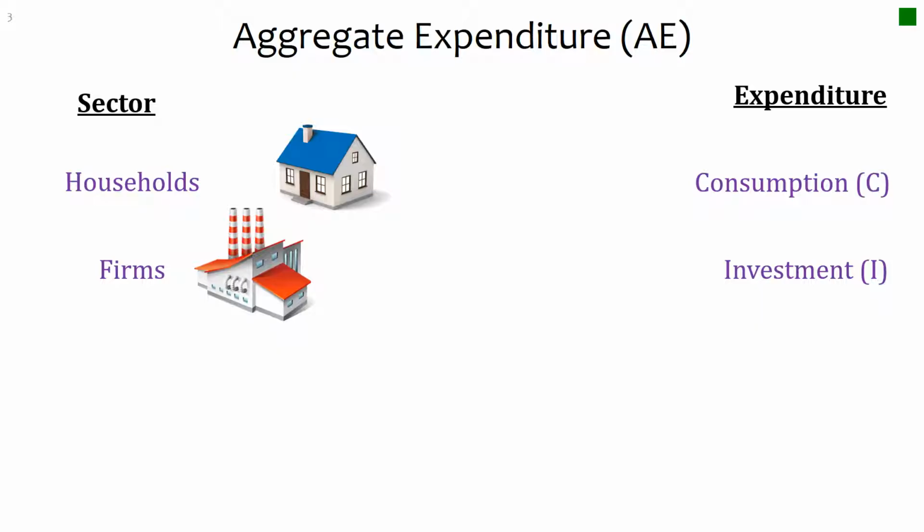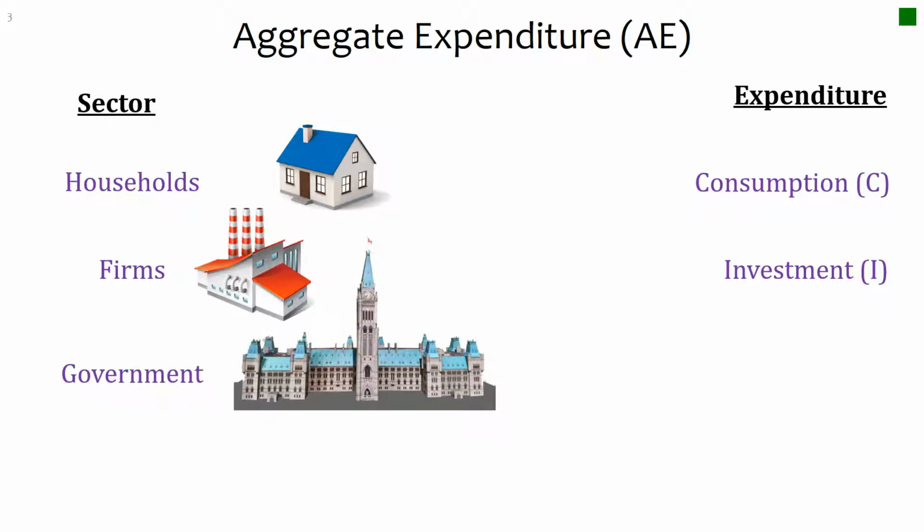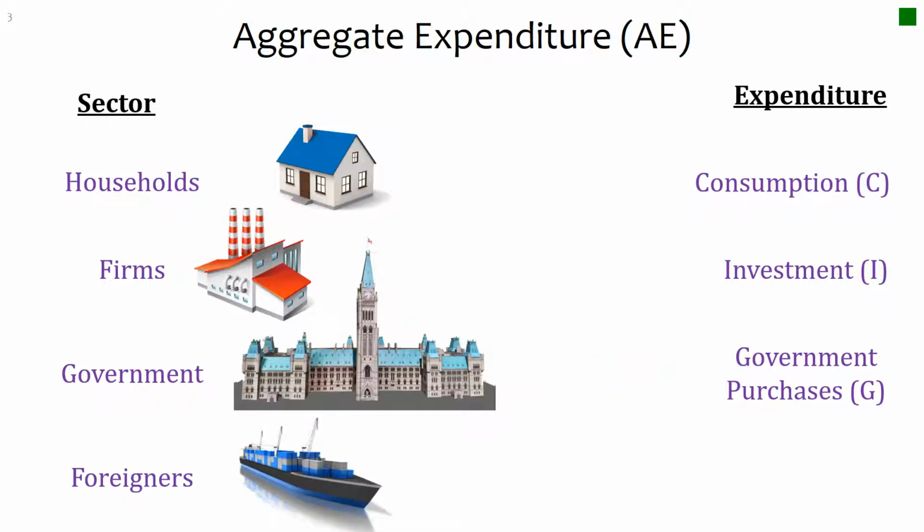Who else is there other than households and firms? Yeah, the big guys, the government, right? So the spending by the government is called government purchases. And all of these are within the country, so we also have sometimes foreigners who spend money on our goods and services. And whatever we sell to them is called exports.